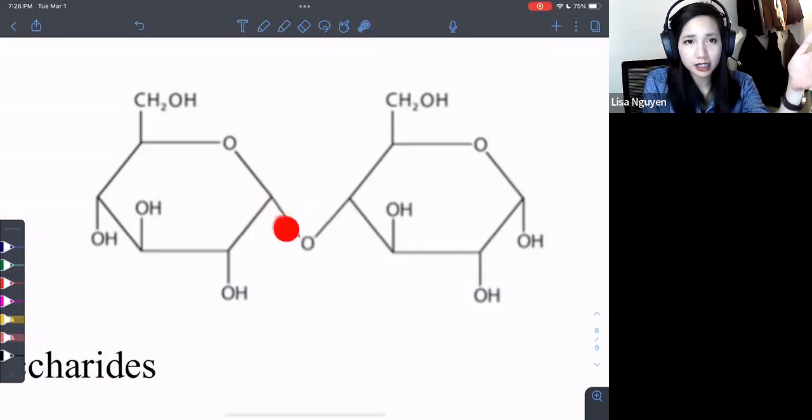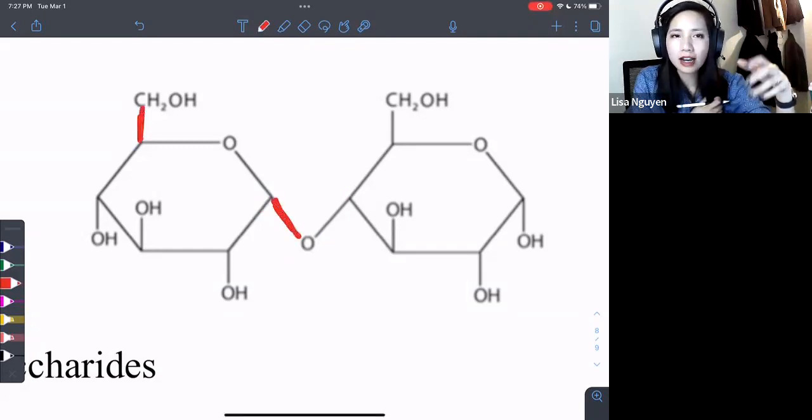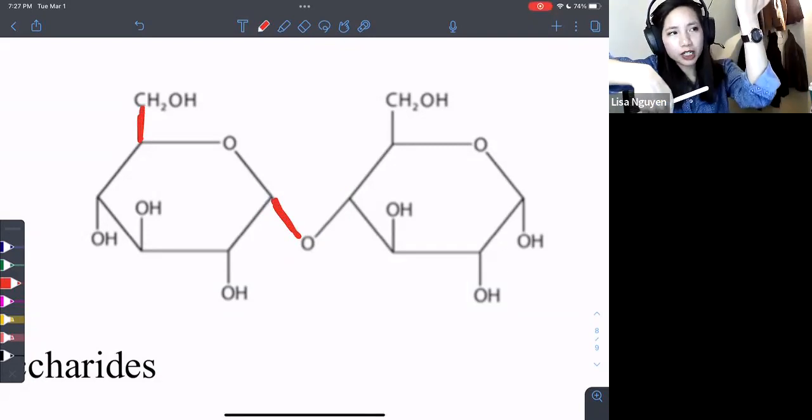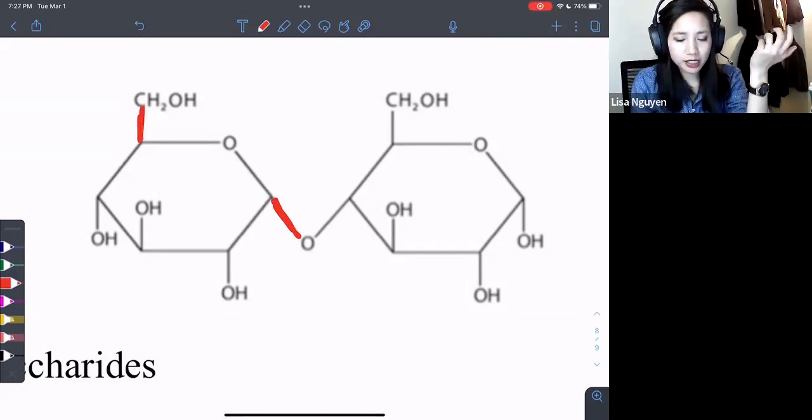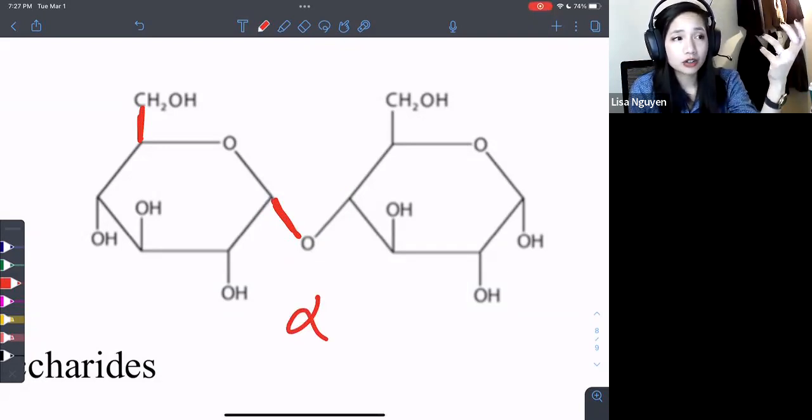So this is the glycosidic bond. It's this one, not this one. We want to see how that bond is oriented relative to carbon 6 right here. In this case, they are trans to one another. One's pointing up and one's pointing down. So this is an alpha glycosidic bond linkage. It's alpha.